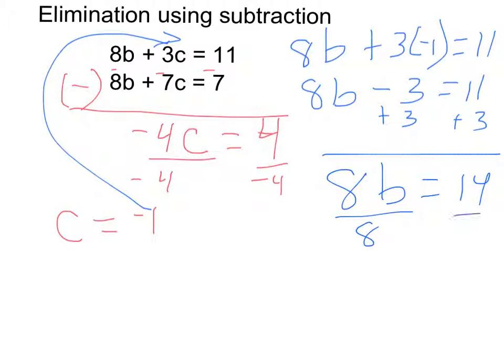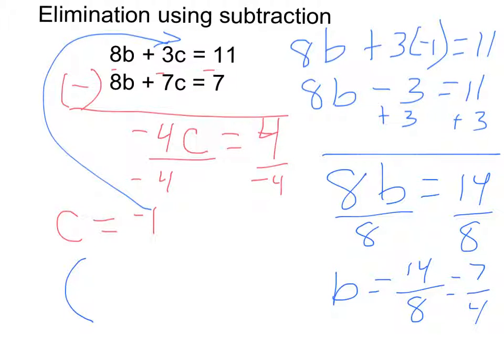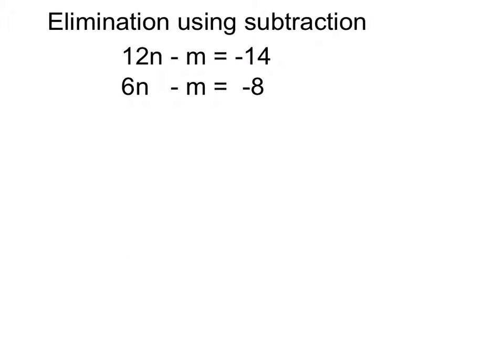We divide by 8, and we have b equals 14/8. I want to simplify the 14/8 to 7/4. So our ordered pair is 7/4 and negative 1. Okay, go ahead and give this one a shot. Hit pause, and then come back and see how you did.